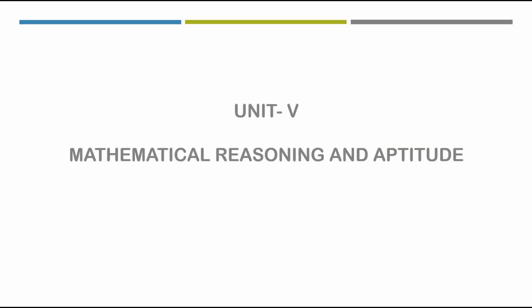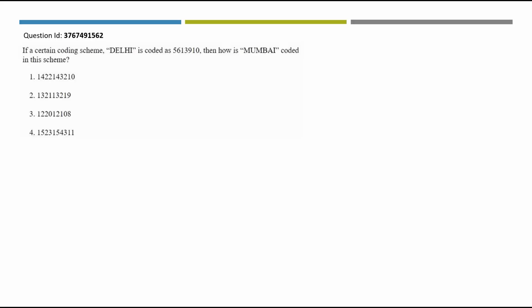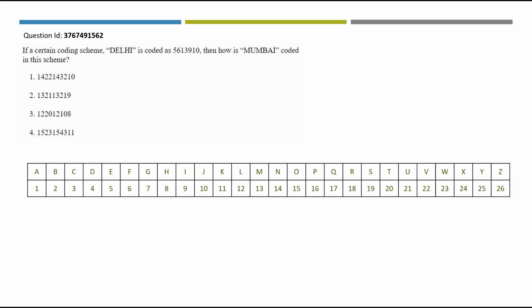Let's move on to Unit 5, Mathematical Reasoning and Aptitude. In a certain coding scheme, Delhi is coded as 5613910. Then, how is Mumbai coded in this scheme? If you take the alphabetical number, A has 1, B has 2, C has 3, D has 4. For D, we have the number 5. If D is 4, the next digit is taken for the coding scheme. Let's take E. E is 5, and in the coding scheme they would have represented 6. So this is for D, this is for E.